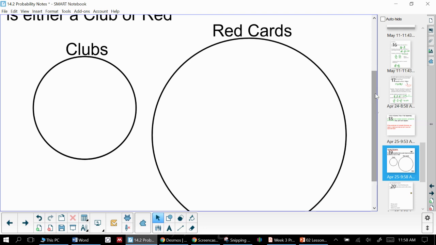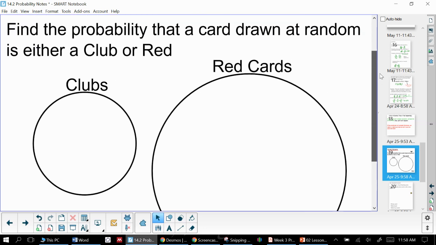If we wanted to list these all out, we could, but there's a lot of them. There are 13 clubs, ace through king, and for red cards, there's ace through king of hearts and ace through king of diamonds. But we can just add these 2 probabilities together. The probability of drawing a club: a quarter of the cards are clubs, so we have a 13 out of 52 chance, which is 1 out of 4.